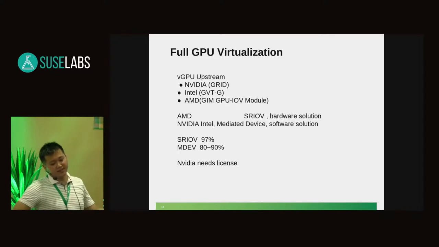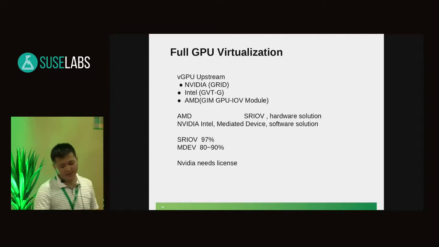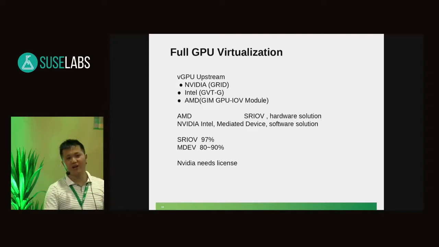One more thing I need to say is that the NVIDIA GRID solution needs a license fee. It's a commercial product for them. And like VMware, they charge you per vGPU per year. So you need to pay for their hardware, and you need to pay for their software for this solution.